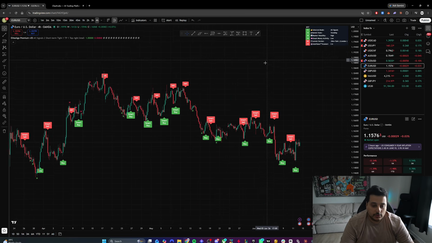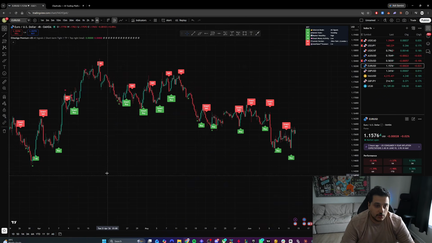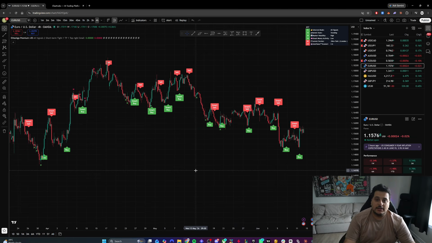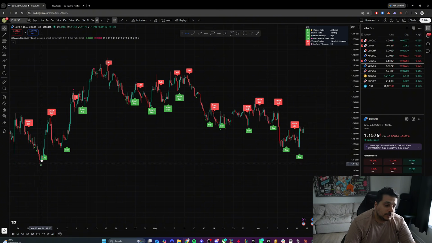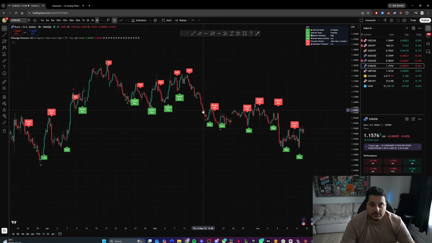So going back over here, we can see we have our signals on our EliteAlgo indicator right over here. But now we need to understand exactly what the trend is, so we know exactly which signals we want to take, the buys or the sells, right? Because we don't want to take every single signal here. This is a recipe for disaster.